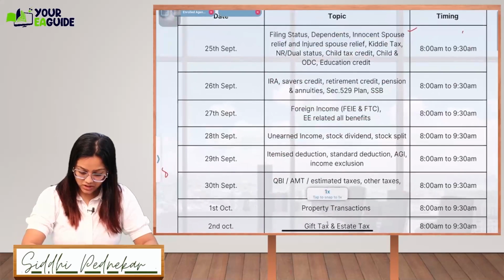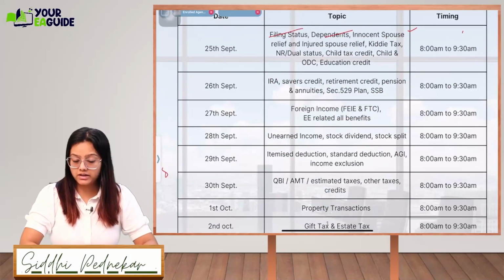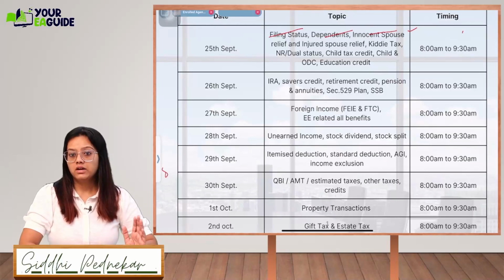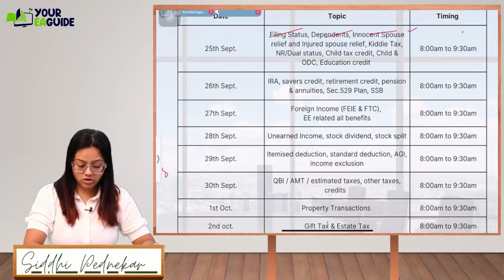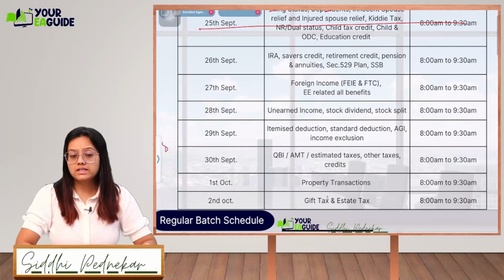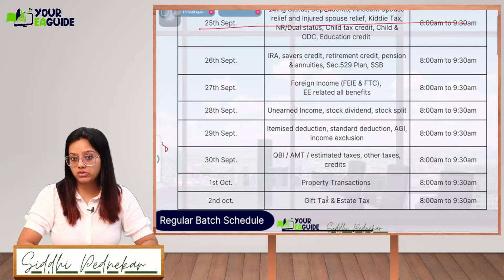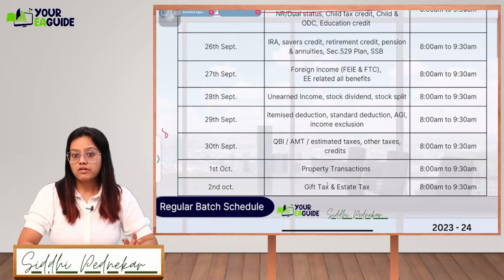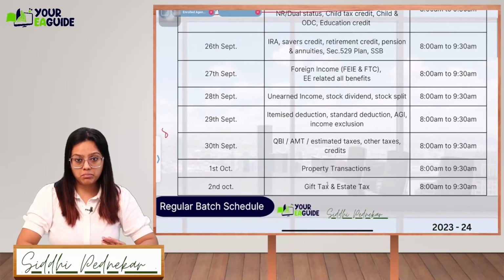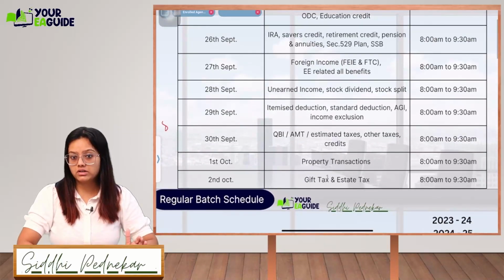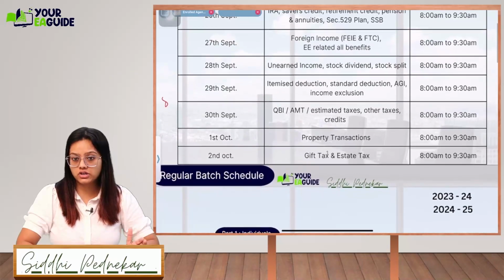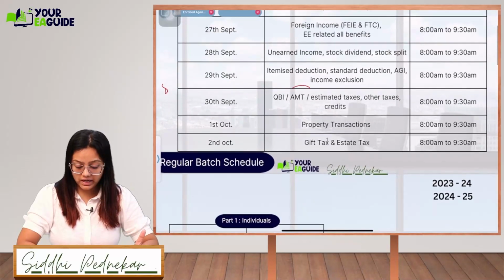Okay, see, filing consideration we have done, dependents, innocent spouse relief we have done, injured spouse we have done, kiddie tax, non-resident dual status, child tax credit, child and education. So the whole first part is done. Second is IRA we have done, saver's credit, retirement credit, pension annuities, 529, SSB, foreign related all things we have done, employee related, unearned stock dividend, itemized deduction, standard deduction, AGI, income exclusion, QBI, AMT.